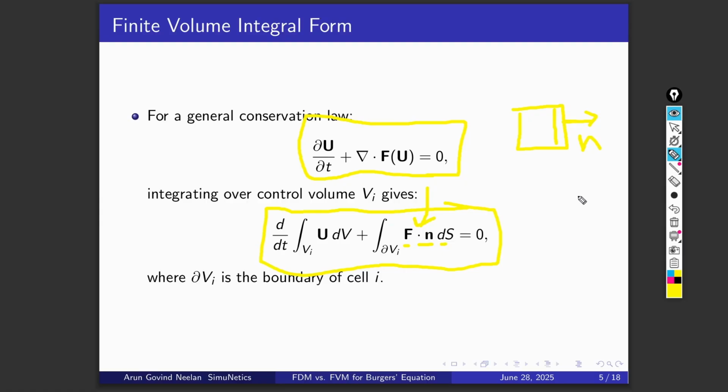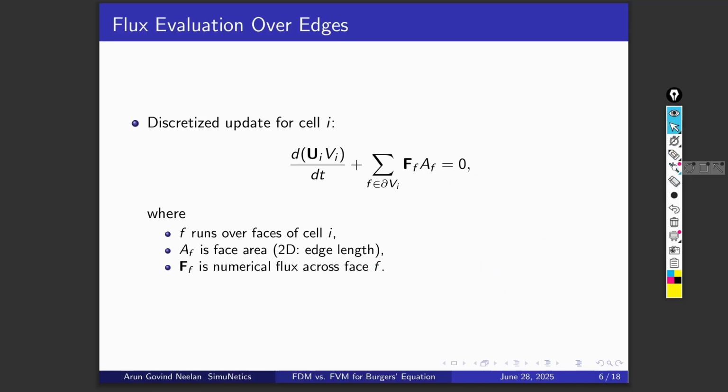So this integral can be written as a summation. Let's say we have a control volume like that. All the fluxes coming in and out are equal to the net change in the conserved quantity. So that's why we can say finite volume always ensures conservativeness of flux. So that's what we have written here. We have just converted the integral into a summation.